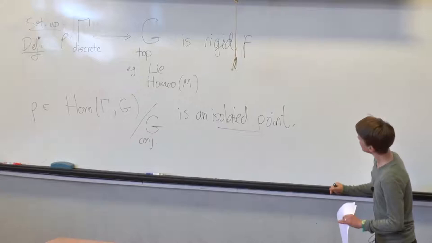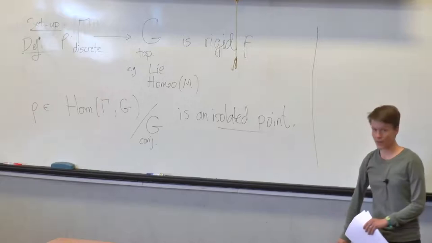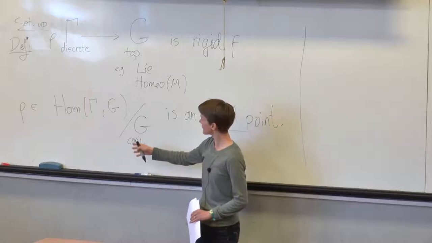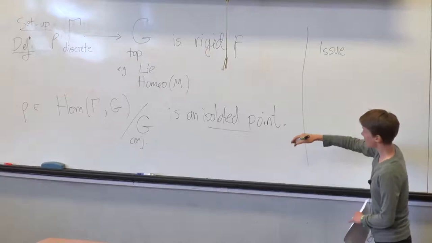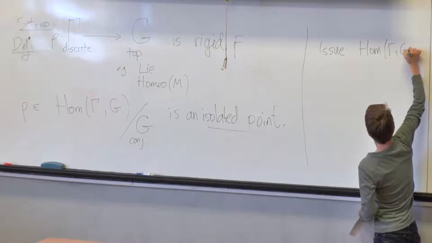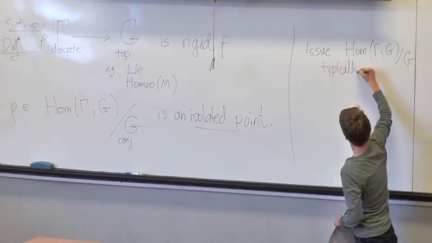Okay. However, there's a bit of a problem. I just very brazenly took a quotient to say I don't care about conjugacy, and what I've come up with is probably a very terrible space. Okay, so the issue: even in the nicest cases, this quotient is typically very highly disgusting, like non-Hausdorff, say.